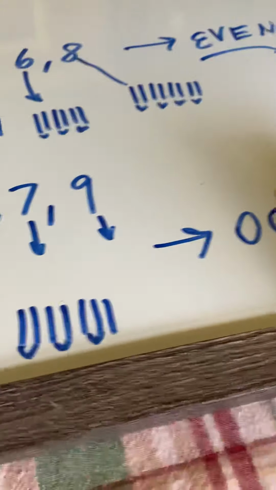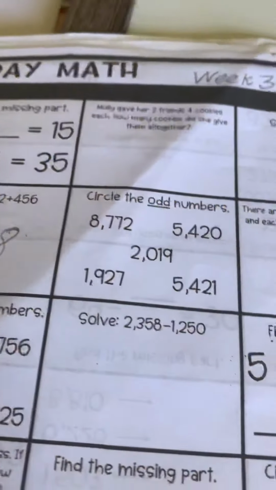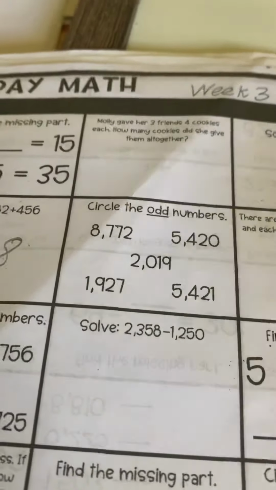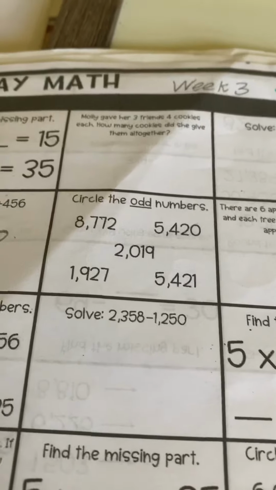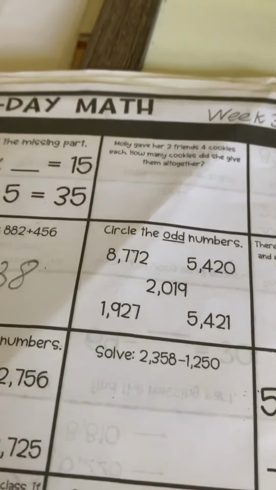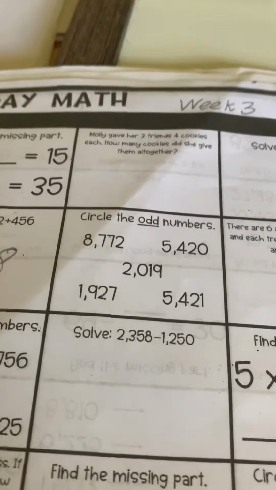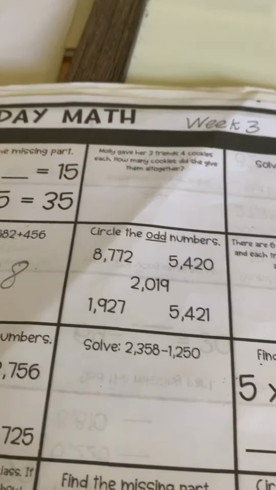So what we do is we look at the numbers that were given in this box, and we have to see which of these are even and which are odd. Well, you might think, oh, there's a lot of numbers in 8,772, and some of them are even and some of them are odd. Well, the easy thing to remember is you only have to look at the ones place. So you don't have to worry about any of the other numbers. You just look at the ones place.